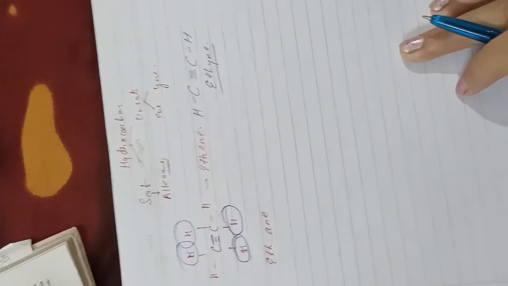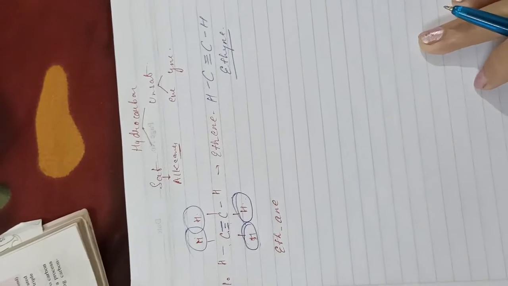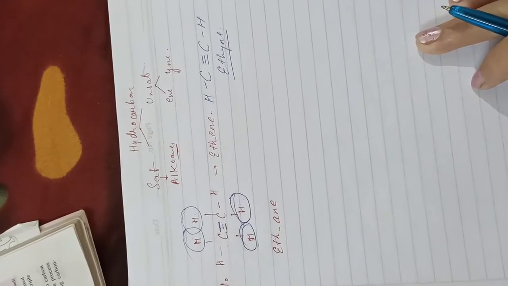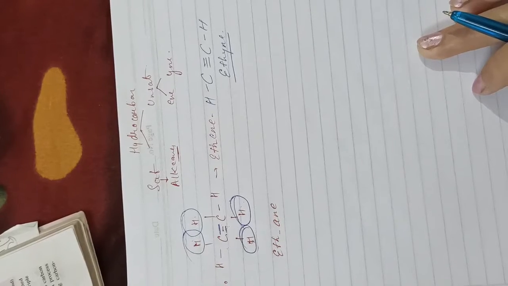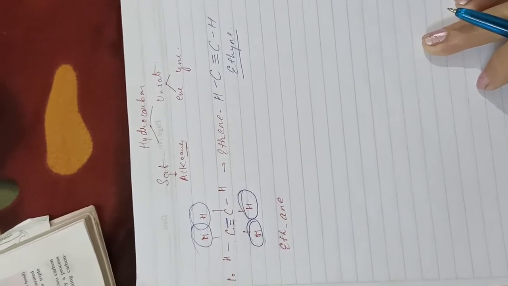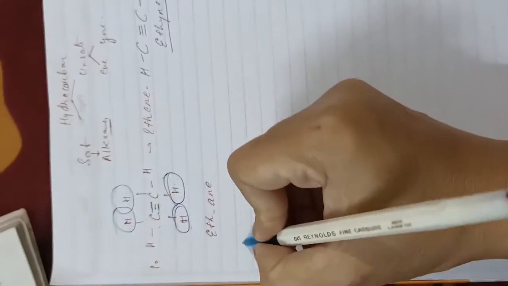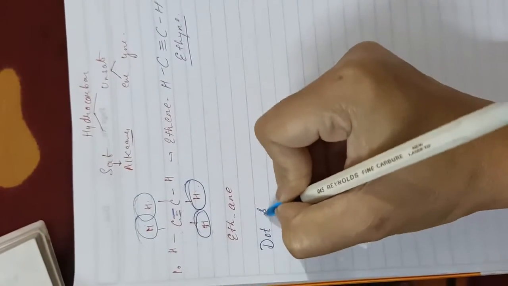According to the number of carbons we give the names: methane, ethane, propane, butane, pentane, hexane, heptane, octane, nonane, decane, like this. Okay beta, these things are over. After this, let's start the dot structure diagram. Okay, dot structure.